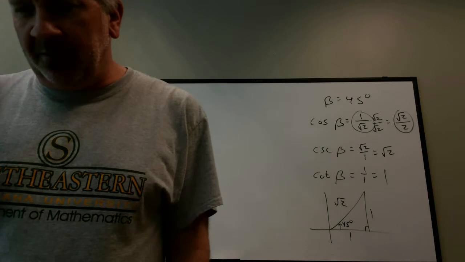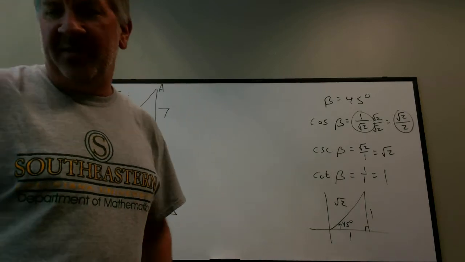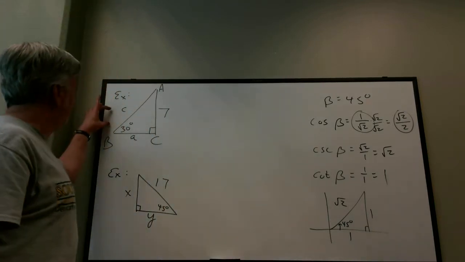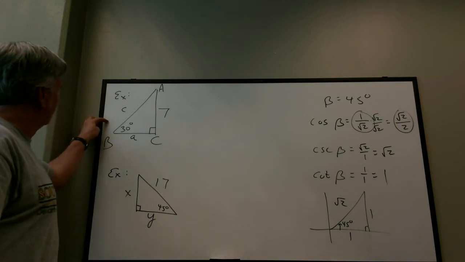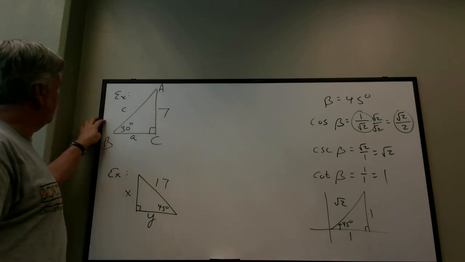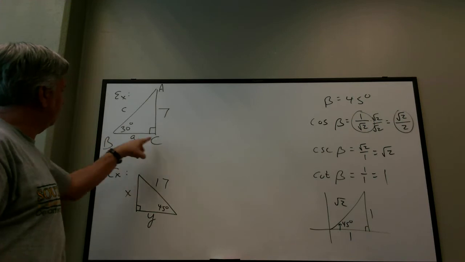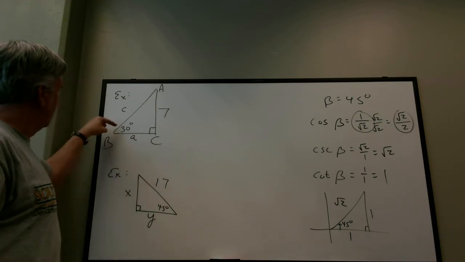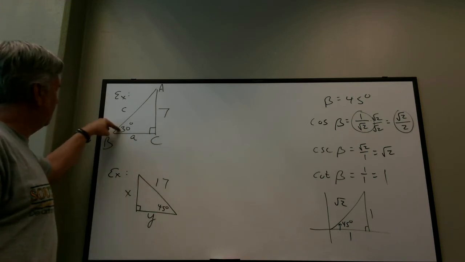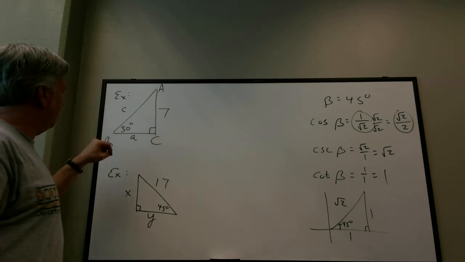Okay, so the next problem says, for the triangle below, find the exact values of A and C. So here's the triangle. You have to draw that in your notes, please. It's not to scale. So this is the angle A, B, and C. C is the 90-degree angle. B is 30 degrees.